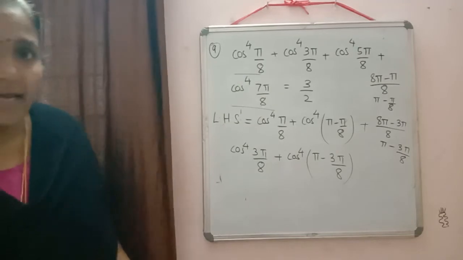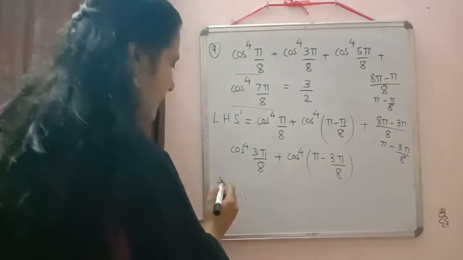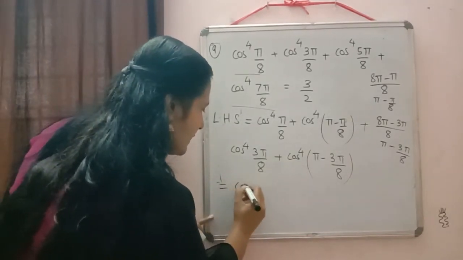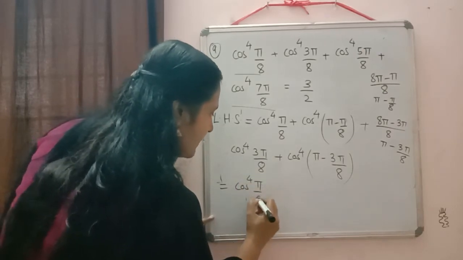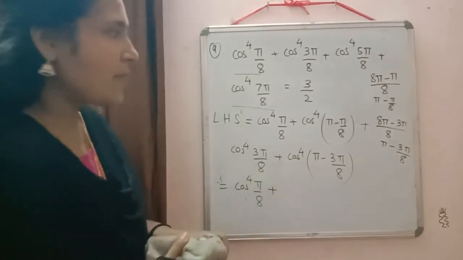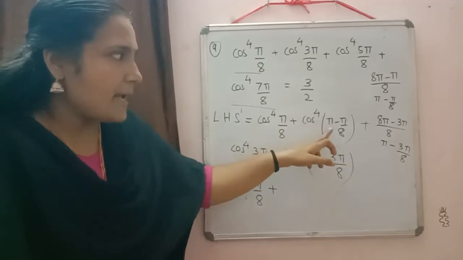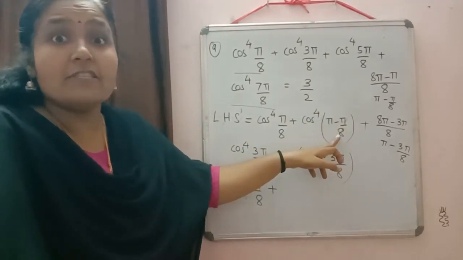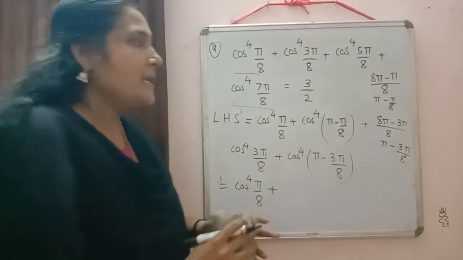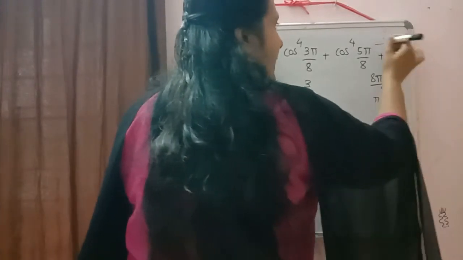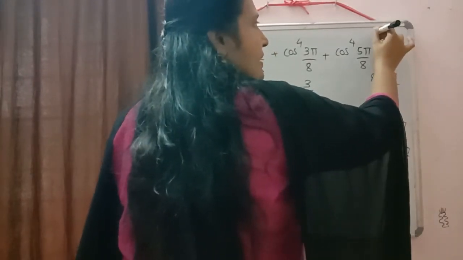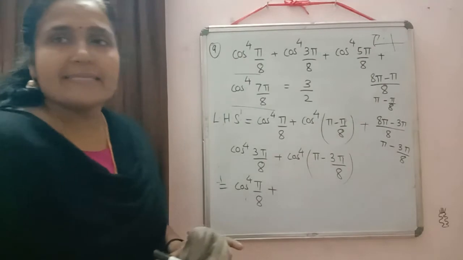Till here it is clear how we wrote? Okay. Now here we will check what will come. Cos raised to 4 pi by 8 plus cos pi minus pi by 8. In which quadrant it will come? Yes, in which quadrant? Pi minus, if we are doing, means we are going to the second quadrant.